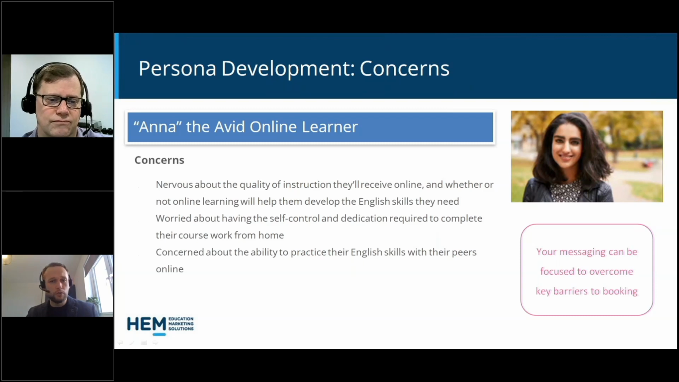We need to understand her motivations. And taking it one step further, we also want to understand her concerns. So what is it that would act as a kind of obstacle to Anna in taking that final step and purchasing a course from you? Maybe it's about studying online. Maybe she doesn't feel she would have the self-discipline to do so.